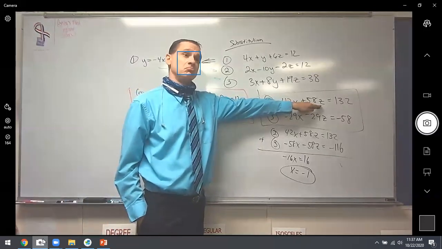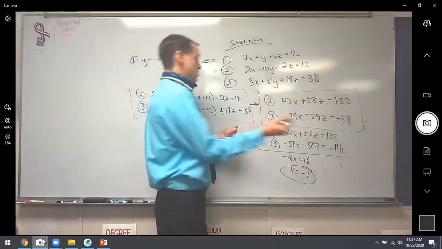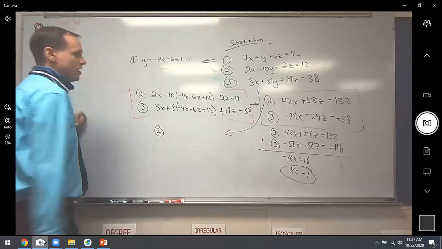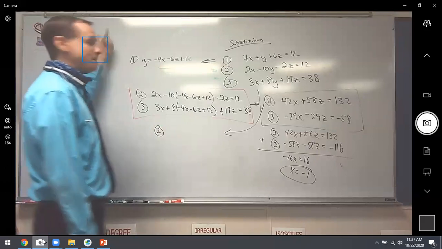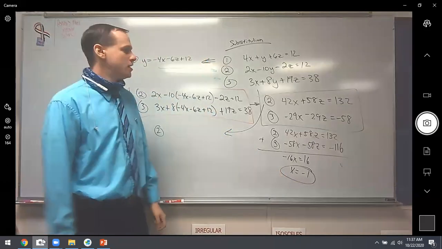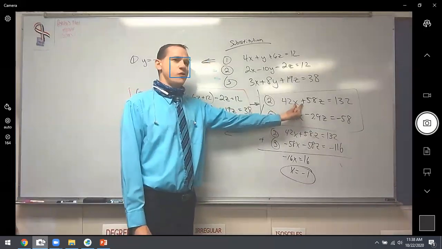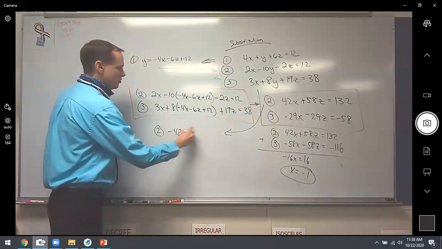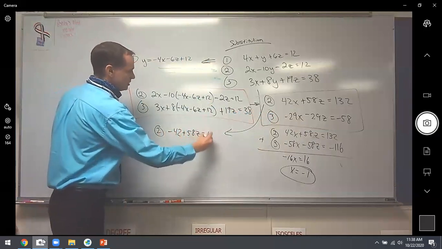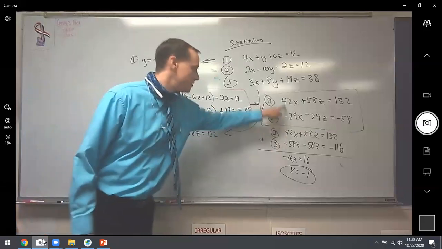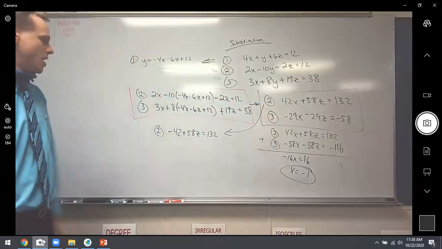I can solve for z, right? So let's do that. Doesn't matter which one we pick. I'm going to go back to equation 2 now. So equation 2 was 42x, but x is negative 1, right? So 42 times negative 1 is negative 42. And then the rest is still there. Plus 58z equals 132. So just plug in -1 into that equation right there.